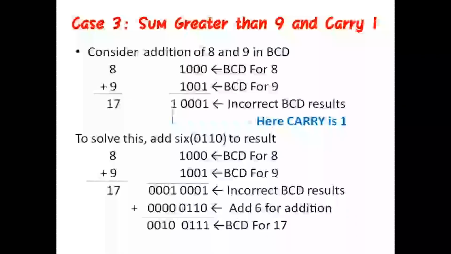Coming to case 3, sum greater than 9 with carry 1. What we need to do? Consider the addition of two numbers, 8 plus 9. 8 plus 9 is 17. In binary, 8 is represented as 1 0 0 0, and 9 is represented as 1 0 0 1.